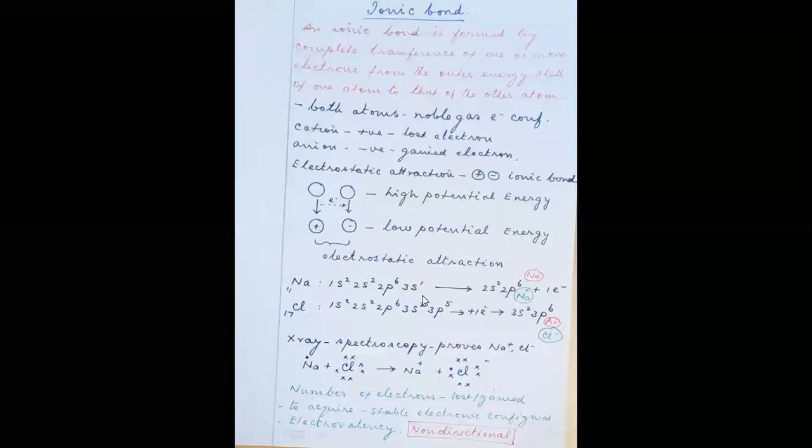Now the system takes a decision whether to lose the 1 electron or to gain 7 more electrons. See, look here. If it loses 1 electron, the electron number becomes 10. So the electronic configuration becomes 1s2, 2s2, and 2p6, which is similar to that of neon, a noble gas. Suppose it gains 7 more electrons, it will become 3s2 and 3p6, which is the noble gas electronic configuration of argon. Now the sodium has to decide which one is easier, either to lose 1 electron or to gain 7 more electrons.